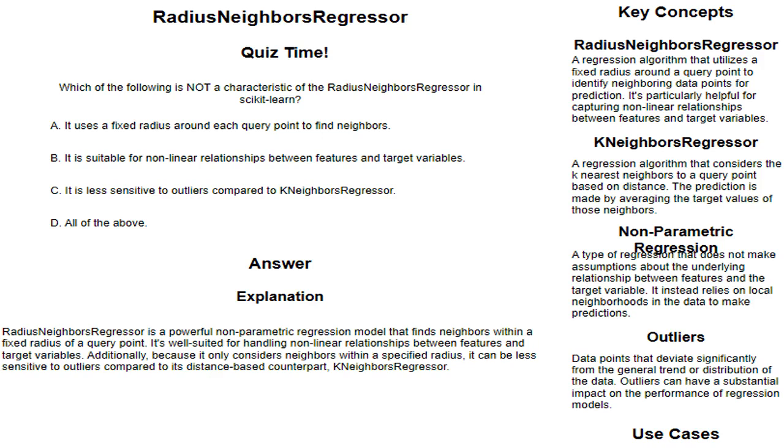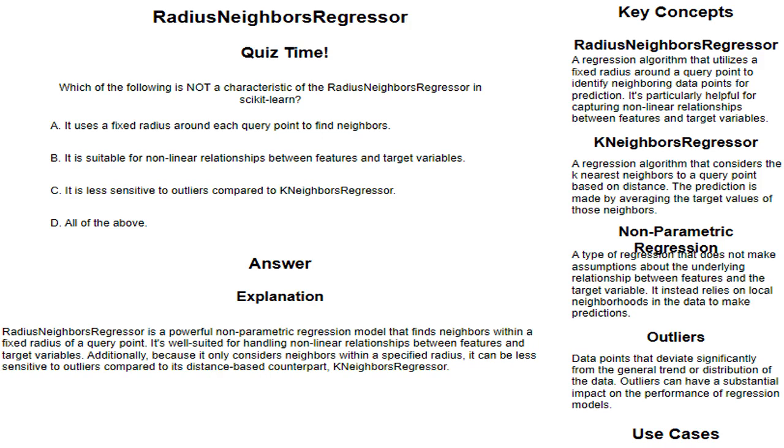Outliers. Data points that deviate significantly from the general trend or distribution of the data. Outliers can have a substantial impact on the performance of regression models. In a dataset of house prices, a house with an extremely high price compared to others in the same neighborhood would be considered an outlier.